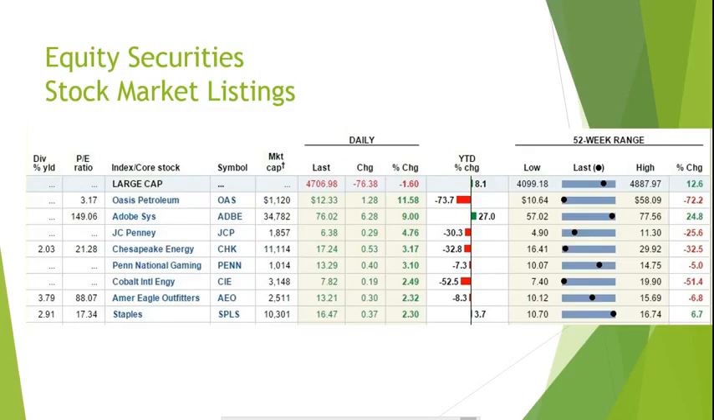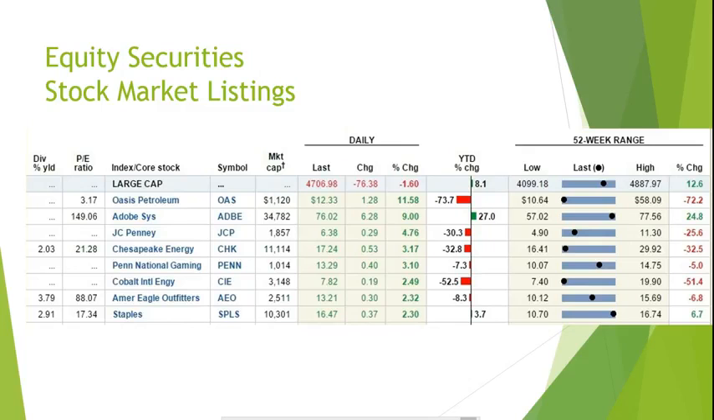The column that reads YTD percentage CHG represents the change in price year to date. This is the percentage price change so far since the beginning of the current year. Therefore, Chesapeake Energy stock has lost 32.8% of its value since the beginning of the year. Now take a look under the 52-week range section. The low is the lowest price per share of common stock in the past 52 weeks. The lowest price per share for Chesapeake Energy stock in the last 52 weeks was $16.41.